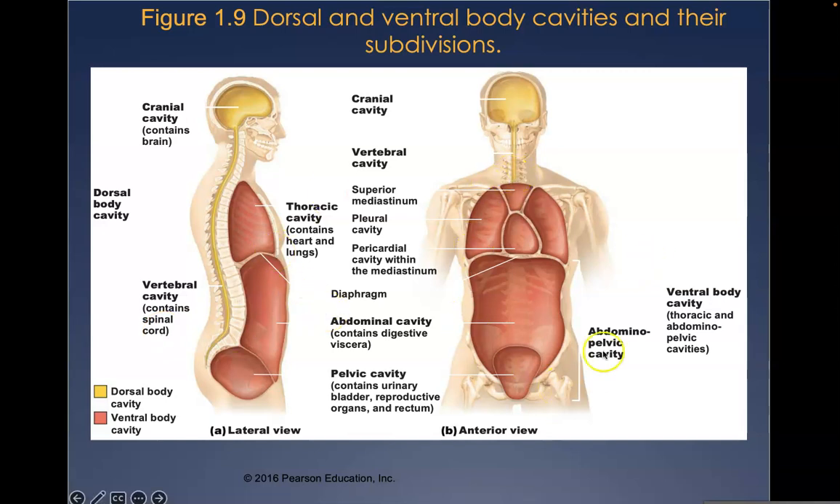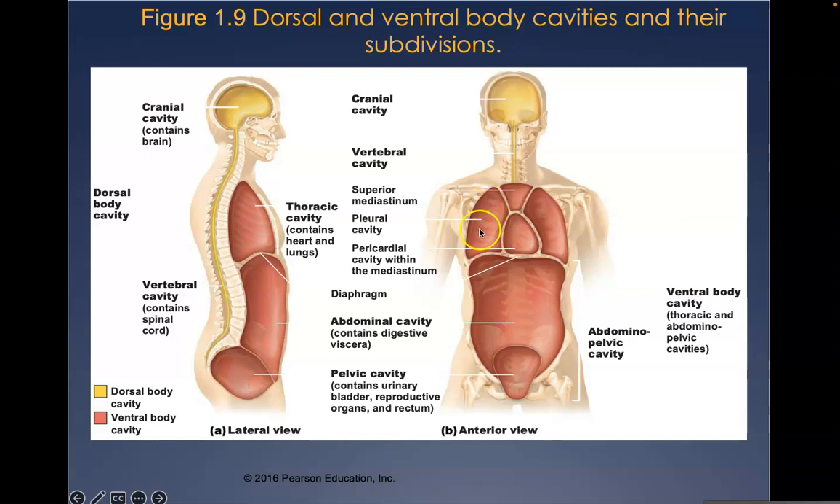Now, when we look at the ventral cavities that are going to be, again, more towards the anterior front here, we're going to break this up into first the thoracic cavity and then the abdominopelvic cavity, okay? The thoracic cavity is going to be your chest cavity. Again, it's going to be anything that is above what we call our diaphragm, our big breathing muscle there, right? That's going to include the heart and the lungs.